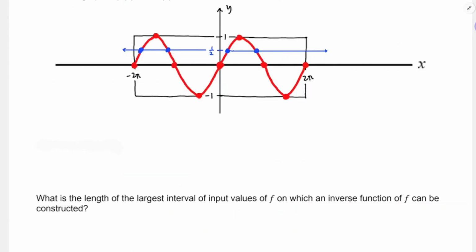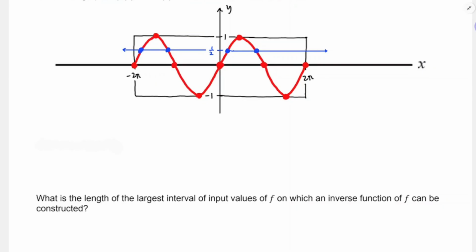That brings us to our first question. We're going to ask you questions like this in AP Precalc. What is the length of the largest interval of input values of f on which an inverse function can be constructed? Now this basically will happen if, when I go side to side from a half, for example, I'm only going to hit the graph once. What's causing this graph to run into that blue line multiple times is the fact that it's turning around, the fact that it's having local extrema, that it's increasing and decreasing.